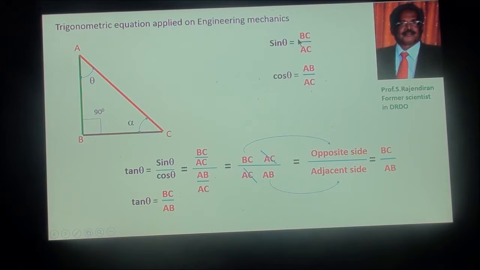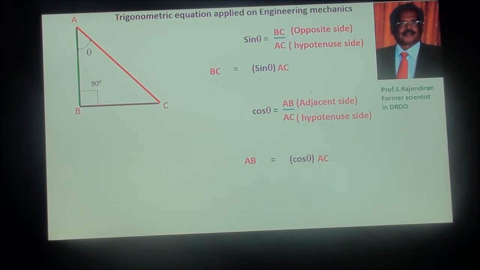You substitute the sin theta value and cos theta value here, and the hypotenuse gets cancelled. The formula reduces to opposite side by adjacent side, which is equal to BC by AB. Finally we get tan theta equals BC by AB. This also one should remember.